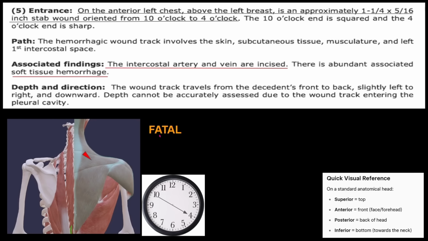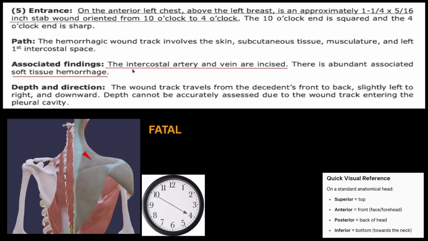Now, this one right here was a fatal wound on Kaylee. It was on the anterior left chest above the left breast, and it's a stab wound. It's 1.25 inches wide, but we can't determine the depth, so I can't tell you what kind of knife. It was 10 o'clock end is squared, 4 o'clock end is sharp. So 10 to 4, square, sharp, and 1.25 inches wide. I mean, that's wider than the K-bar. So no way to really determine what knife was used on that one.